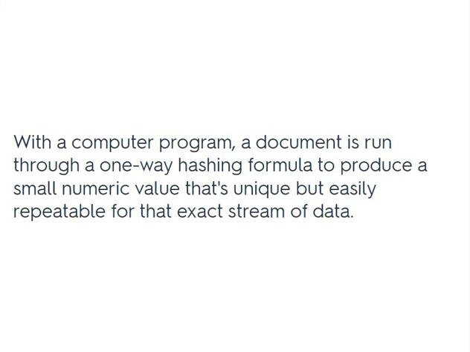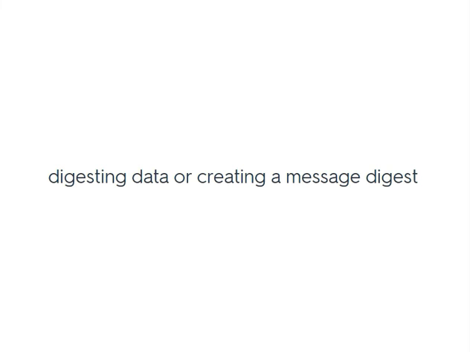Plain text. When ciphertext is passed through a decryption algorithm, it becomes blank. Plain text. With a computer program, a document is run through a one-way hashing formula to produce a small numeric value that's unique but easily repeatable for that exact stream of data. Digesting data or creating a message digest.